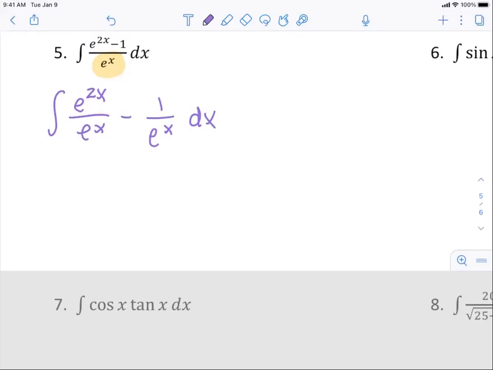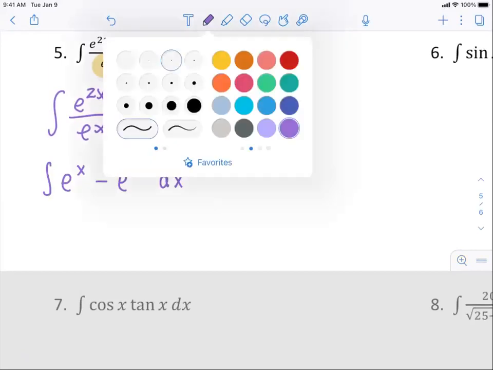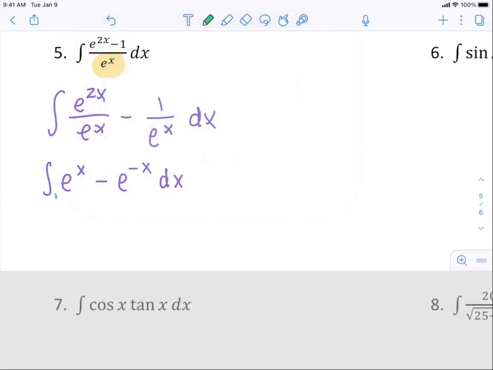Now, when we divide e to the 2x divided by e to the x, that's just e to the x. And then this one is e to the negative x dx, okay? Now, notice this now has to be broken into two different strategies because this first e to the x is just a basic integration rule, e to the x dx. This one has an exponent that's been changed. So this one is going to require u substitution. So that's why we want to treat this as two separate integrals.